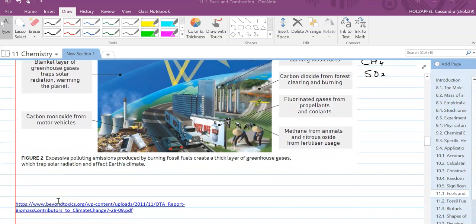So I'll just let you know, I've included this little link in your OneNote as well. This actually just discusses in a little bit more detail. I think that your textbook very briefly touches on a lot of different topics. I don't think it goes very deep into those topics. And I think this is such an interesting thing.